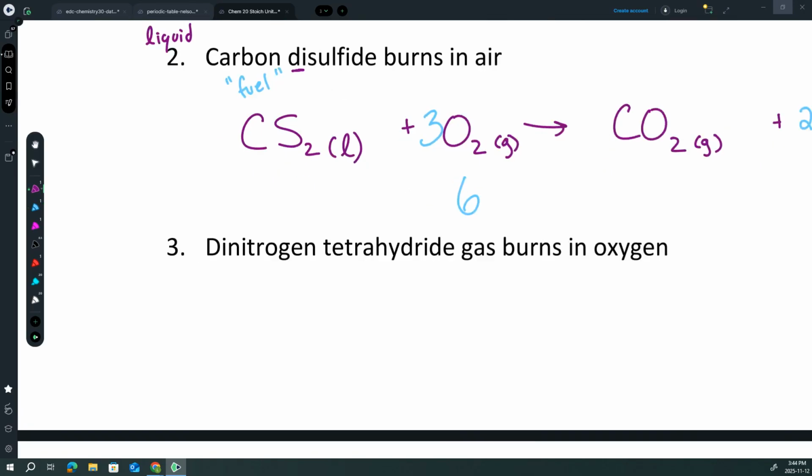Dinitrogen tetrahydride gas burns in oxygen. Burns, that is your keyword that this is a combustion reaction. Di means that there's 2 nitrogens. Tetra means that there's 4 hydrides. So hydride is just a hydrogen with a -1 charge.